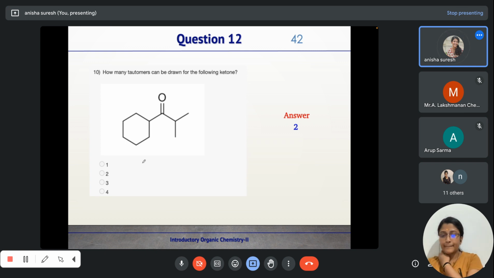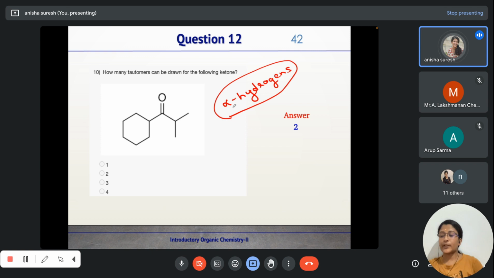Here we will consider the number of alpha hydrogens. In case of ketoenol forms, this is one of the important factors we have to take into consideration: the number of alpha hydrogens. This is clear, right?